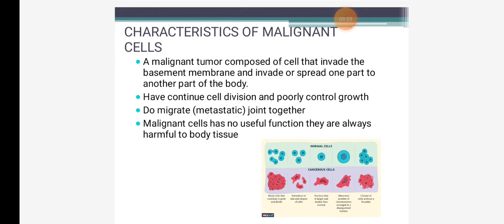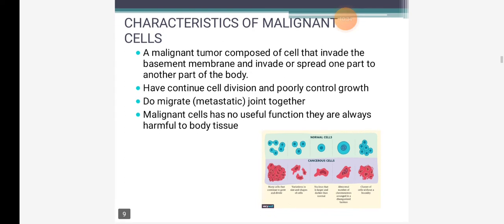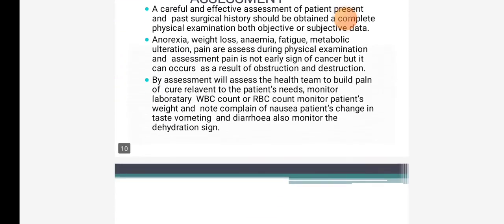Malignant cells have no useful functions. They are always harmful to the body. As we know, malignant cells will not perform any function. They just increase in numbers only. So these are the characteristics of malignant cells. They can invade into the basement membrane. They can invade or spread from one part of the body to another part. They have continuous cell division. They have poor control over growth. They will migrate, and these cells have no useful function, they are always harmful to the body. So these are the characteristics of normal cells and malignant cells.